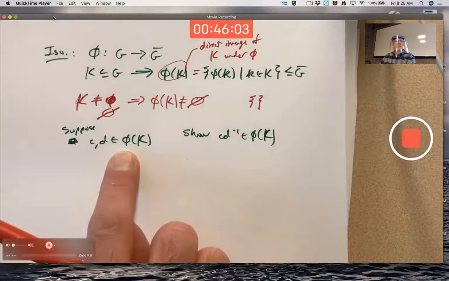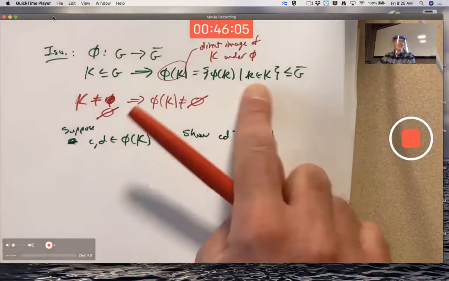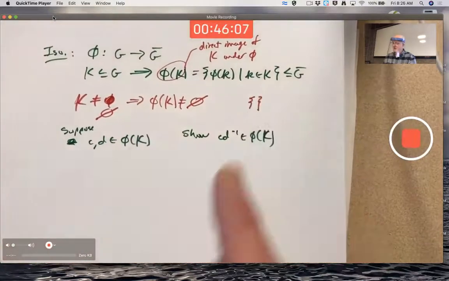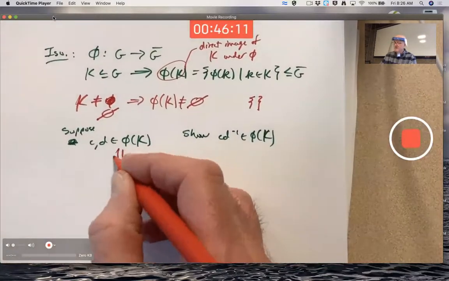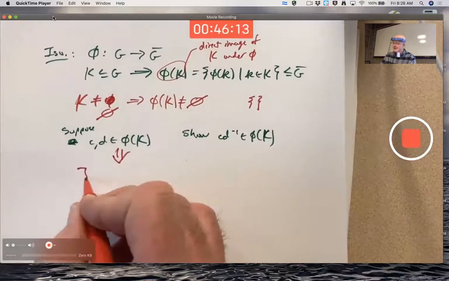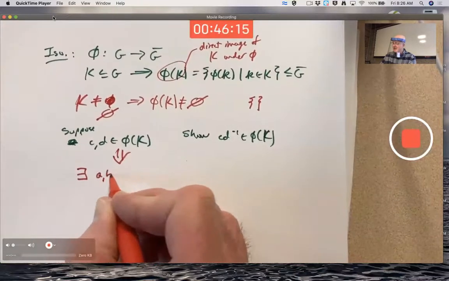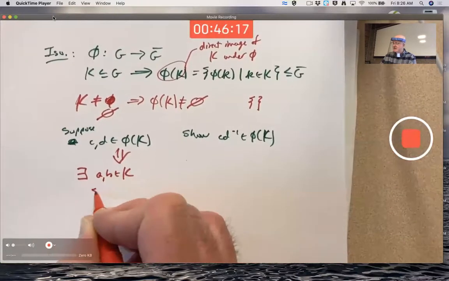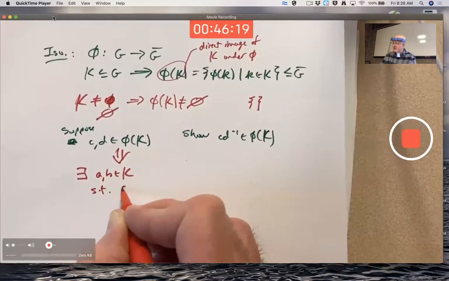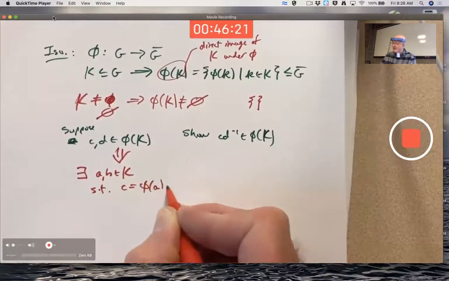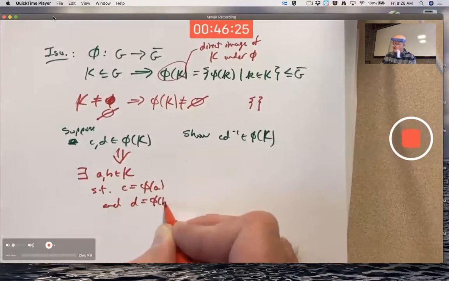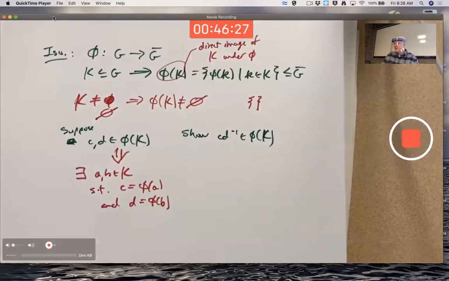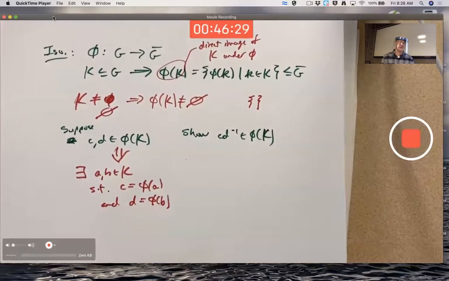You've got to use what phi of K is. What does it equal? It equals this set. If C and D are in here, this implies that there exist A and B in K such that C equals phi of A and D equals phi of B. That's what it means to be in the direct image of K under phi.